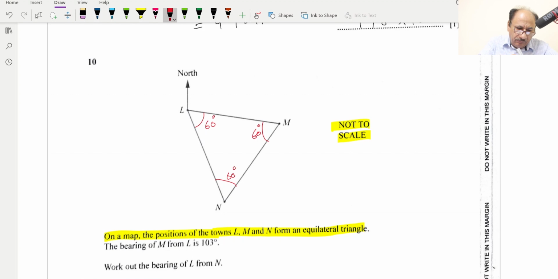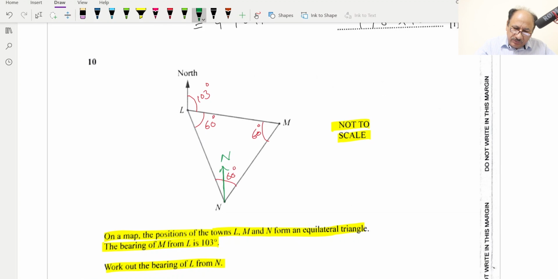The bearing of M from L is 103 degrees. So this angle is 103 degrees. Hopefully you understood this. Work out the bearing of L from N. So bearing of L from N, we can draw north over here. This will be the north, and we can write here north.